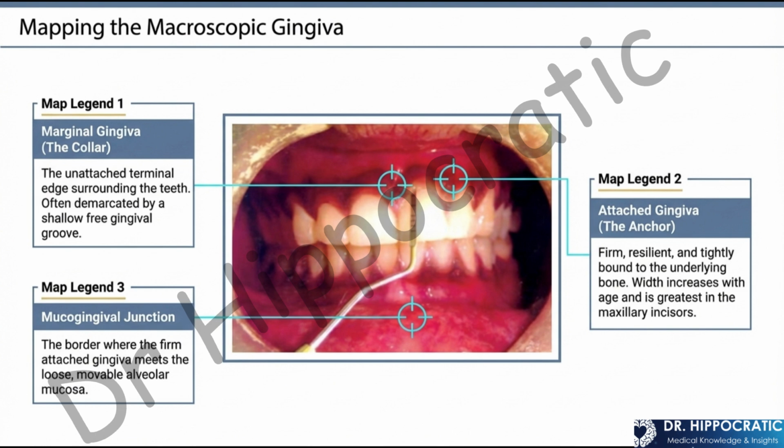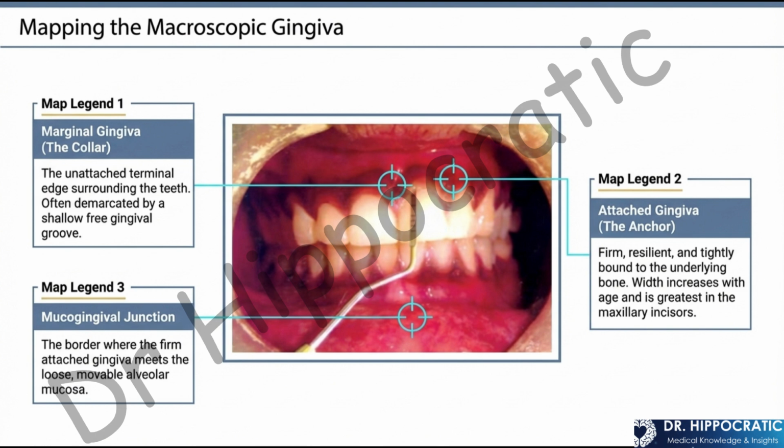But why does the width of this anchor tissue increase as we get older? That seems odd. It's actually a process driven by something called continuous passive eruption. Throughout our entire lives, our teeth undergo microscopic amounts of wear on the occlusal or biting surfaces, just from daily use. To compensate for this wear and keep the upper and lower teeth in proper contact, the teeth very, very slowly continue to erupt outward from the bone.